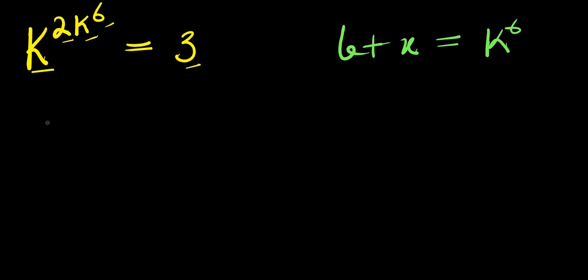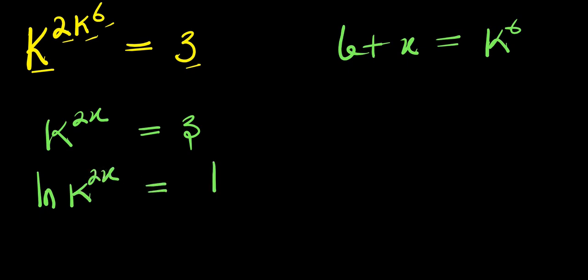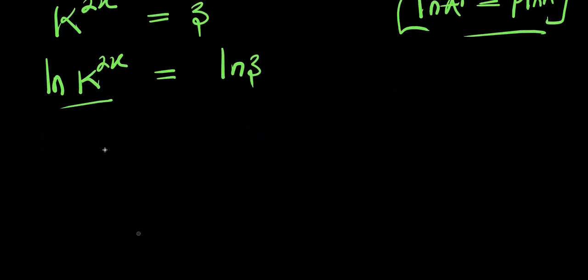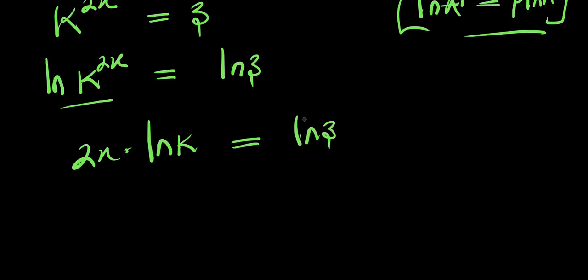So we have k power 2x equals 3. So we apply natural log to k power 2x equals natural log 3. Now, if you have natural log a power p equals p times natural log a, applying this right here, I have 2x times natural log k equals natural log 3.